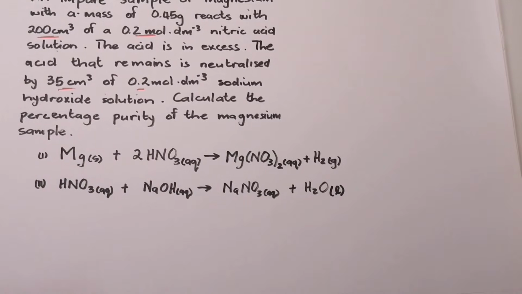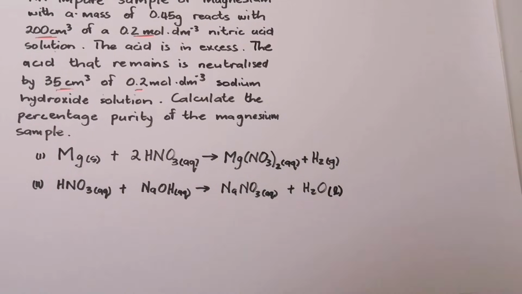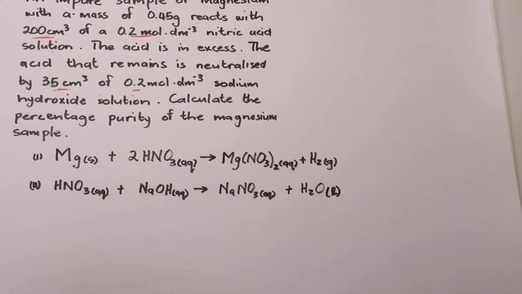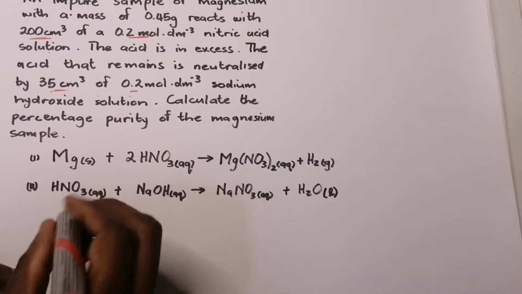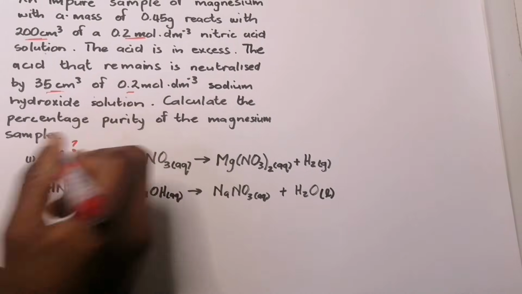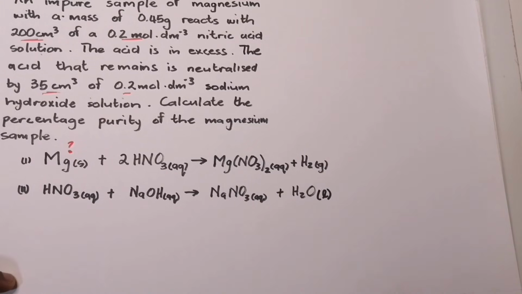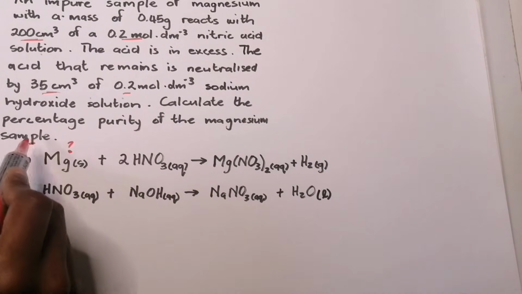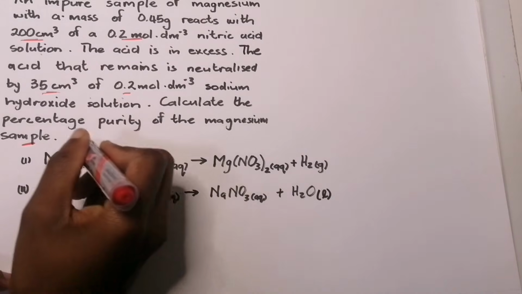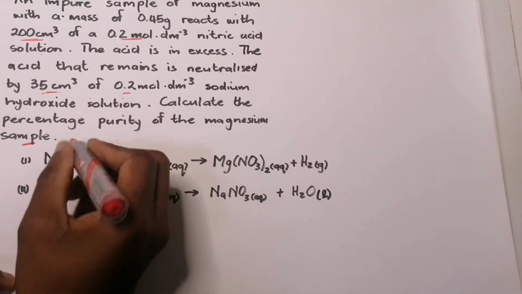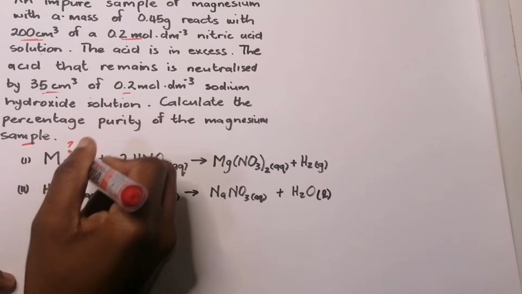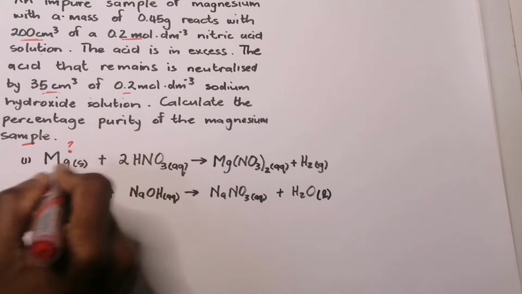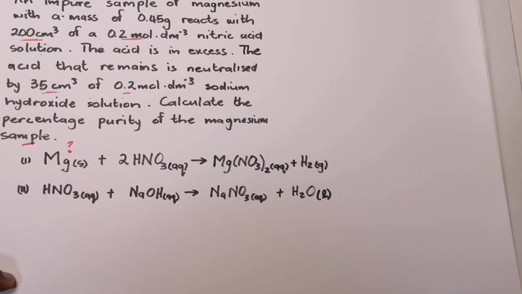Now, ladies and gents, I want you to please follow on in what I'm going to do, okay? So our problem here, we want to find out about this guy. They say, calculate the percentage purity of the magnesium sample. So essentially, I want to work my way backwards so that I find the actual mass of magnesium. Okay? So where do I begin?